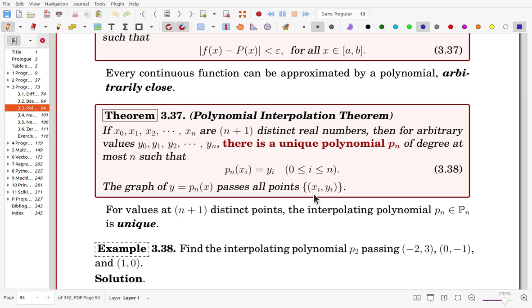An implication of the theorem is that for values at n plus 1 distinct points, the interpolating polynomial Pn of degree at most n is unique. So once you construct an interpolating polynomial, even though you construct it by using other methods, the resulting polynomial must be the same.